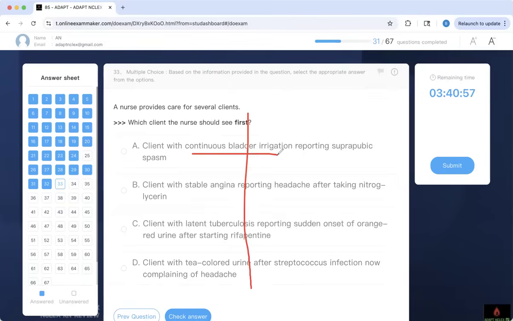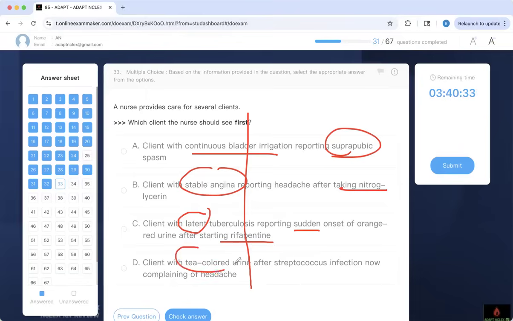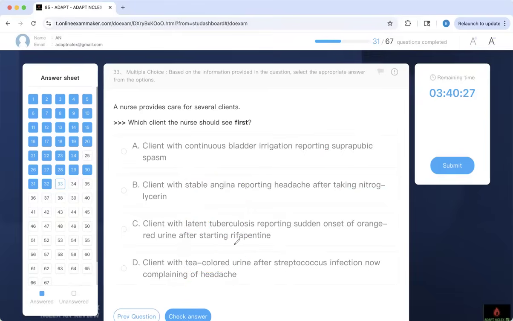Continuous bladder irrigation. He has suprapubic spasm. Should you worry about it? Stable angina with headache after taking nitroglycerin is the expected finding. I have latent tuberculosis. I report sudden onset of what? Orange urine after starting a rifampin derivative. Should I worry about it? I have tea-colored urine after a strep infection. Now I have a headache. What do you think?